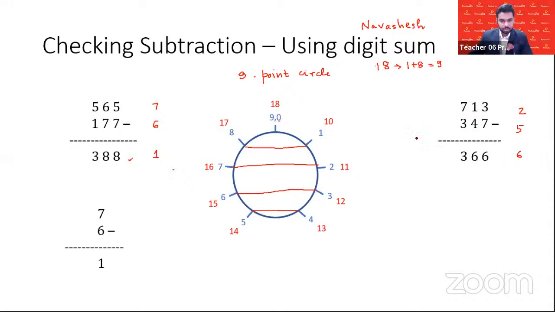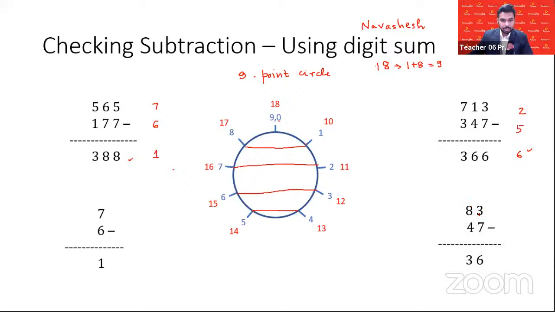So let us verify this. We start from 2 and we have to come backward. How many positions? 5 positions. So from 2, 1. Then we come back here, which is the second position, third position, fourth position, fifth position. So this in fact is correct. We have verified it using digit sums.